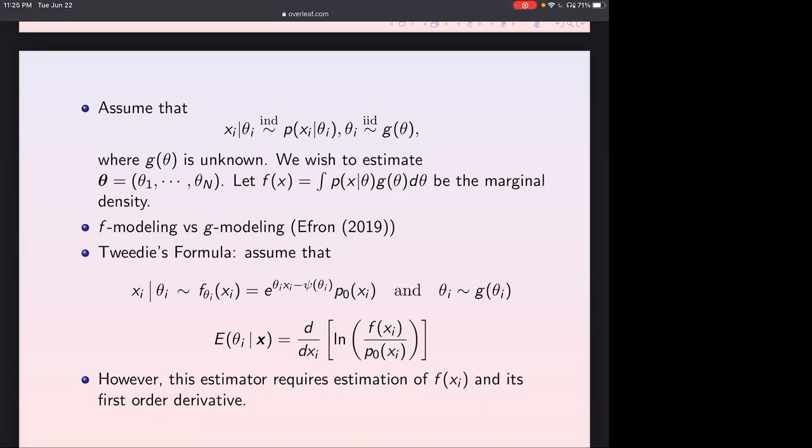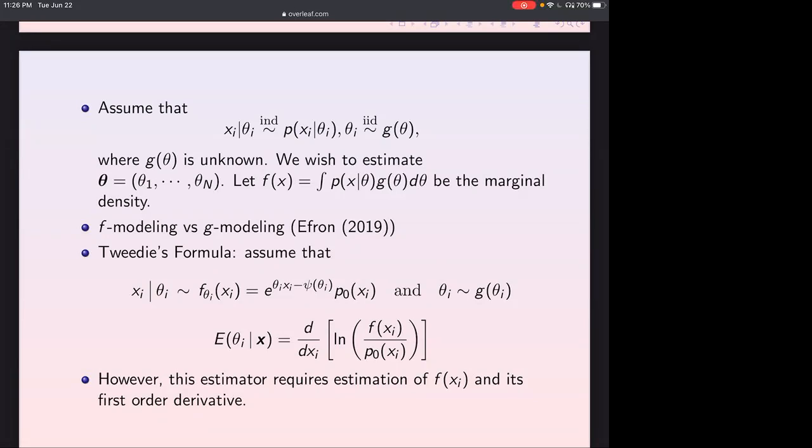Okay, and an example of F modeling is Tweedie's formula. So basically, assume that the data follows the exponential distribution family, and theta i follows some arbitrary prior distribution, g of theta i, and then the posterior mean can be written as the derivative of the logarithm of this function. And you can see that this function only depends on the marginal density. So we know that this posterior mean should depend on the prior, but it depends on the prior indirectly. It actually only depends on the marginal density function f of xi.